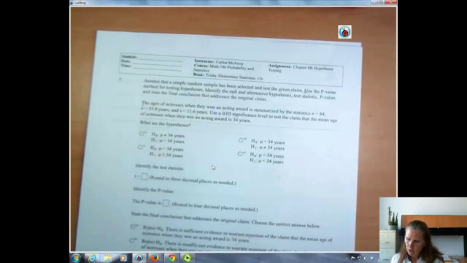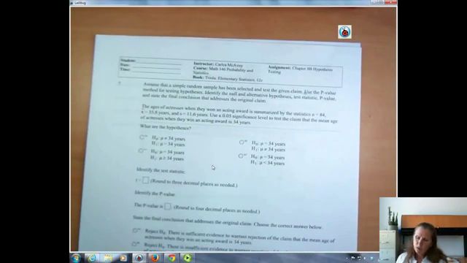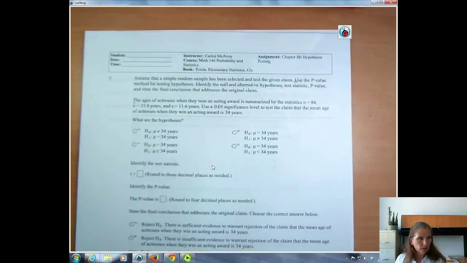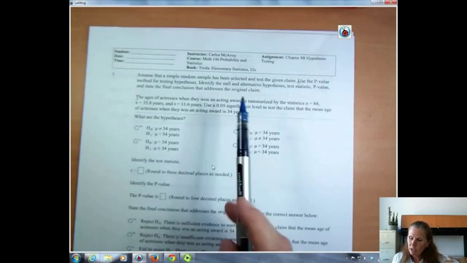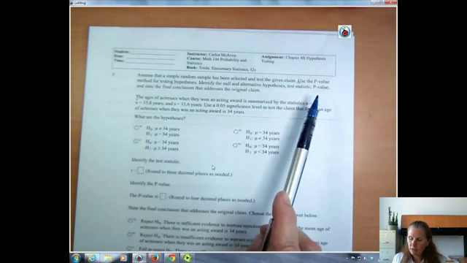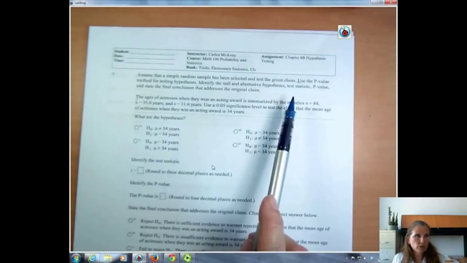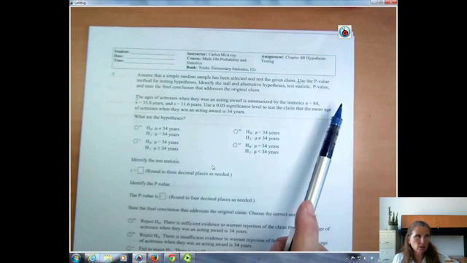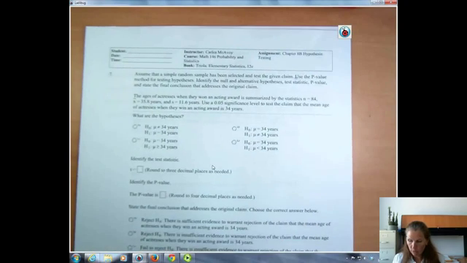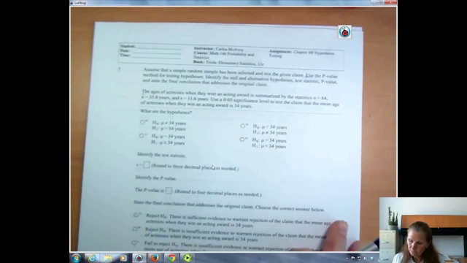Number 6, 7. Okay. Suddenly we don't have Minitab reports or whatever to look at. We have to do this stuff on our own. Assume that a simple random sample has been selected and test the given claim. Use the p-value method for testing the hypothesis. Identify the null and alternative hypothesis, the test statistic, the p-value, and then state the original claim. That's always what we're doing.